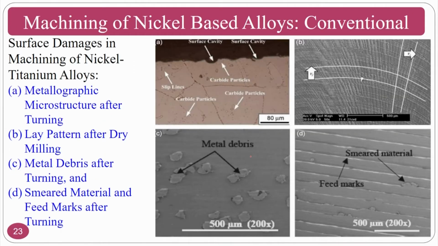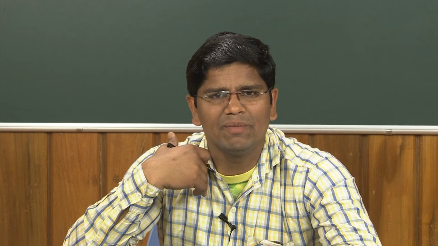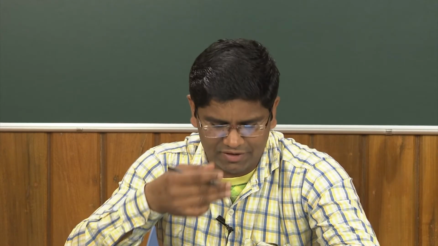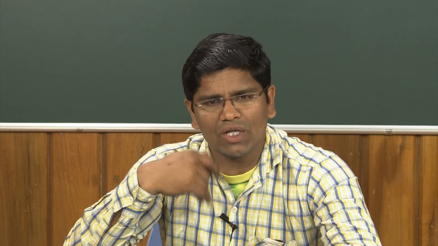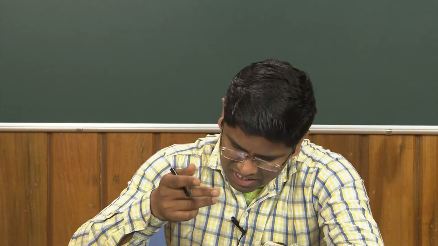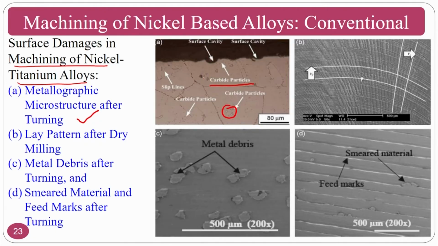Here you can see the conventional machining. The basic problem is the surface damage in machining of nickel titanium alloys, the metallographic microstructure. After the turning operation, you can see the carbide particles are there. That means that whenever you do machining with a carbide based cutting tool, there will be a diffusion taking place onto the surface. That means the tool material, from higher concentration to the lower concentration, that is the workpiece material, is transferred. That's why carbide particles are seen here.